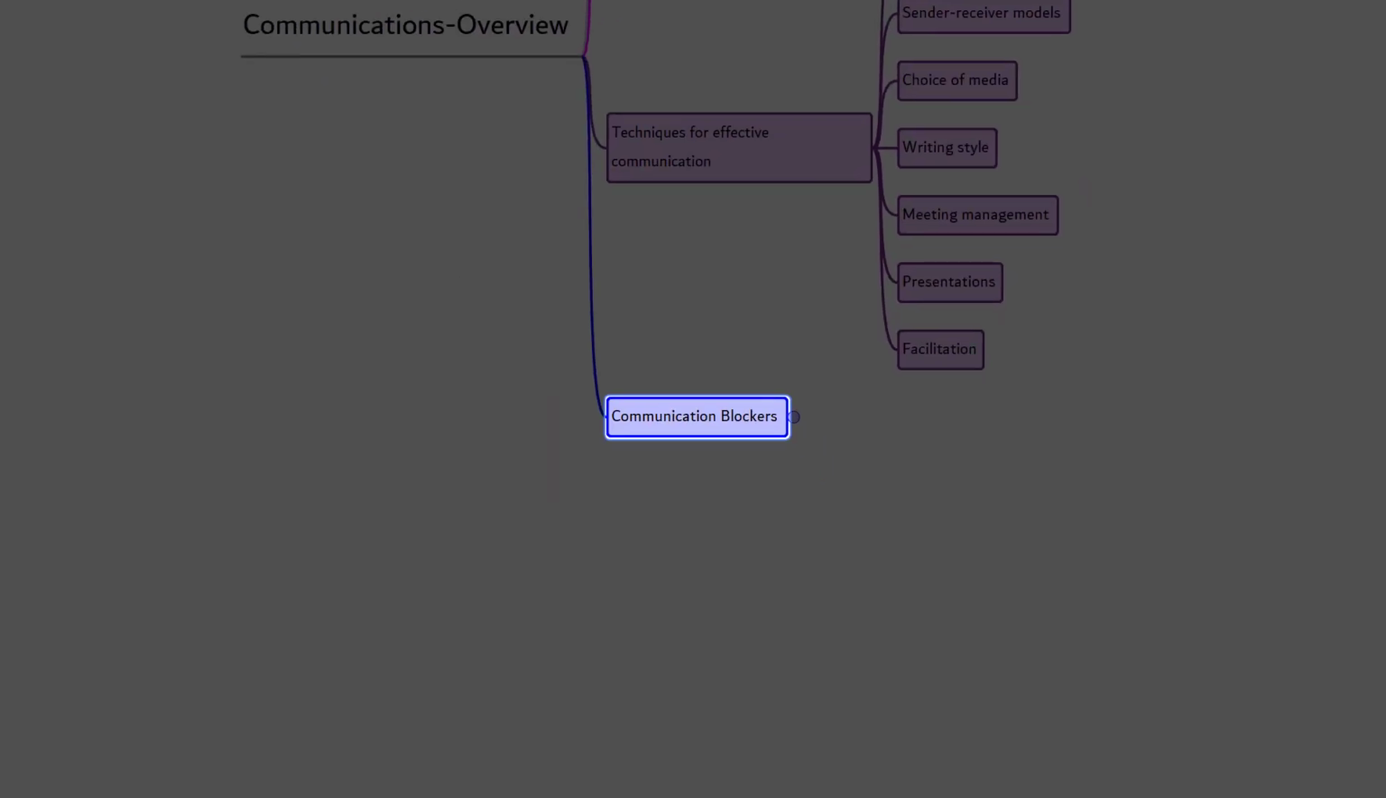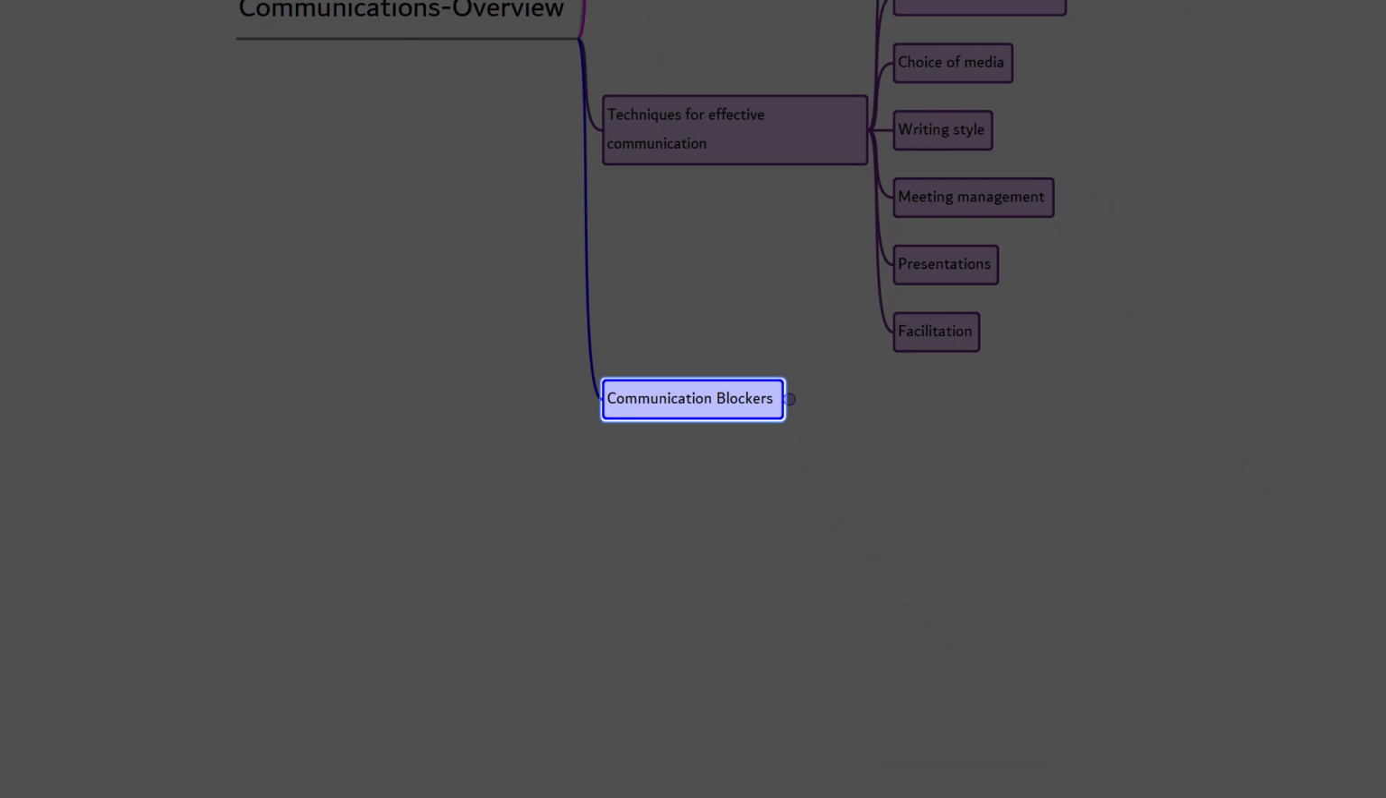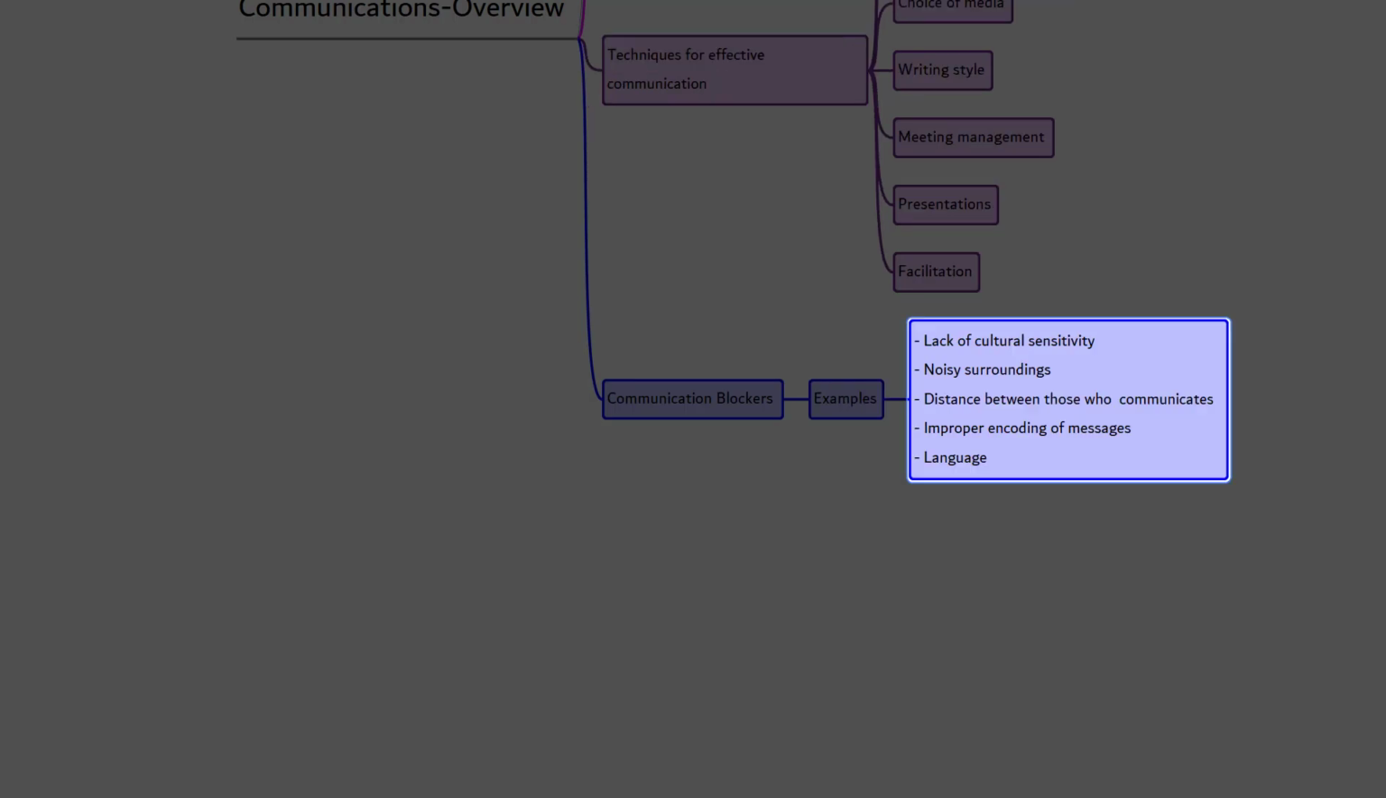Now, let's look at the communication blockers. Communication blockers are something that blocks effective communication. Blockers cause miscommunication and can lead to disagreement and confusion. It's not only important to make sure communications are received, but also that they are effective, efficient, and understandable. Let's look at some of the communication blockers. Lack of cultural sensitivity, noisy surrounding, distance between those who communicate, improper encoding of message and language. All right, that's a quick overview.